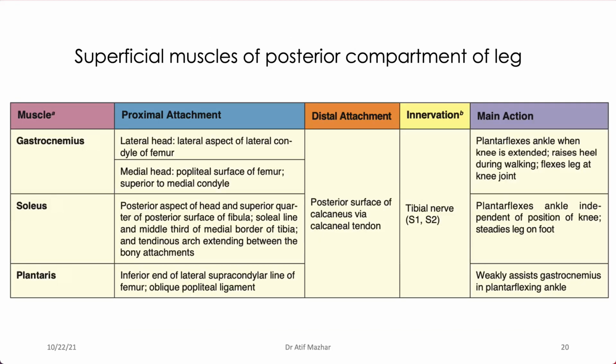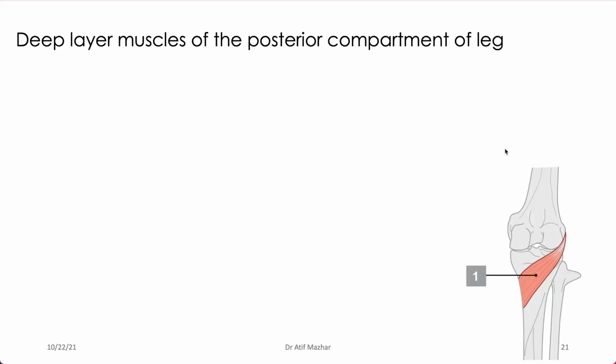And this is the table which covers the superficial group muscles which are located in my posterior compartment. We have talked about all these, and this is a summary. Now let's talk about the deep layer muscles. The first muscle looks very small, but it's a very important muscle, and this muscle is known as the popliteus muscle.